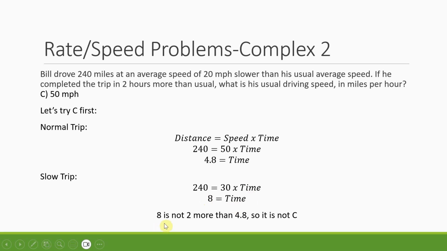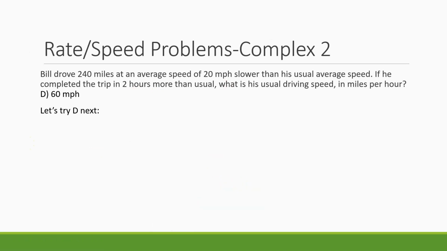Now, 8 is not 2 more than 4.8. So it can't be C because I'm supposed to end up with 2 hours more than the usual. And if this is my usual, I did not get 2 more. So it's not C. Let's try D next.